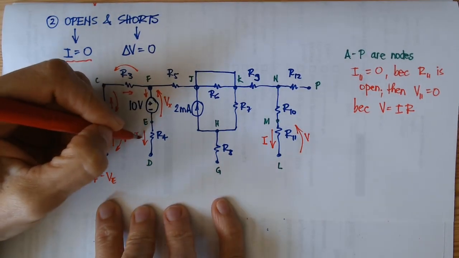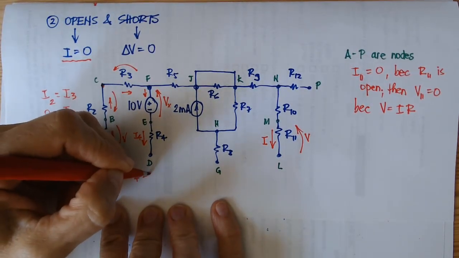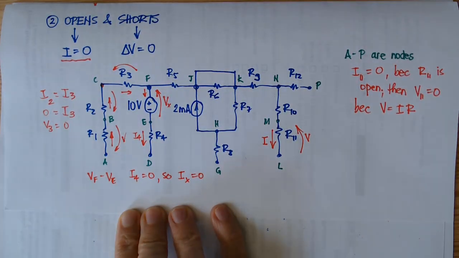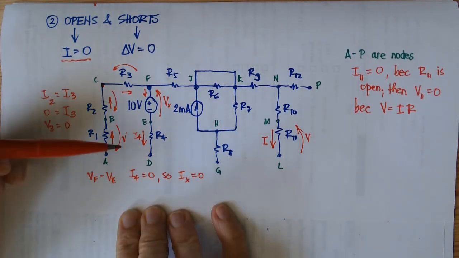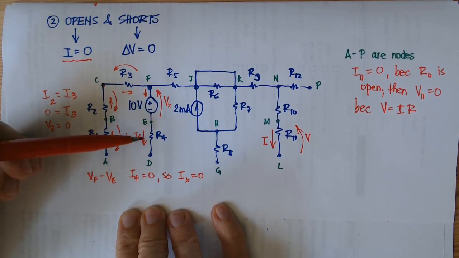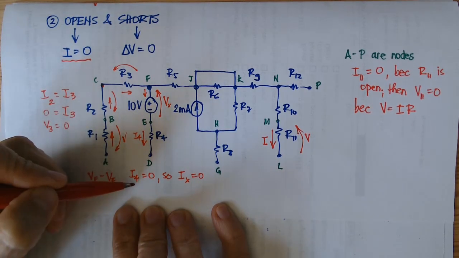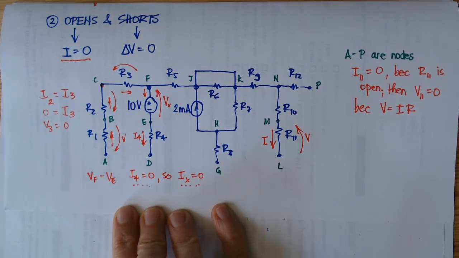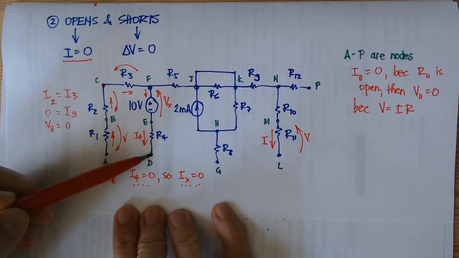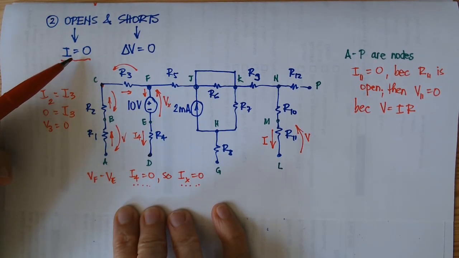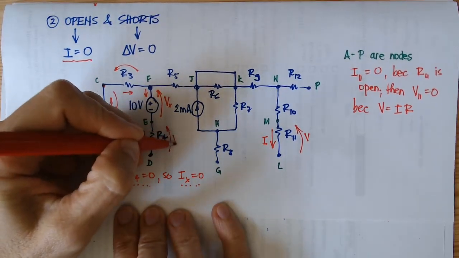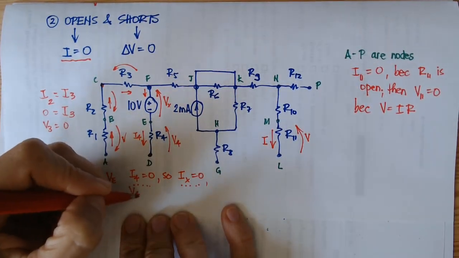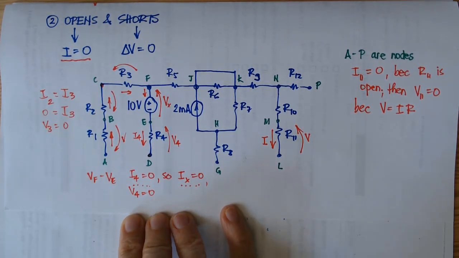So let's start. I4 is 0. So Ix is 0 because of Kirchhoff's current law. So there's node E here. There's Ix coming into it and I4 coming out from it. So because I4 is 0, I can conclude that Ix is 0. And in principle, this D here is open, so I kind of knew that the current was 0. And then I also know that this V4 is 0 because of Ohm's law.